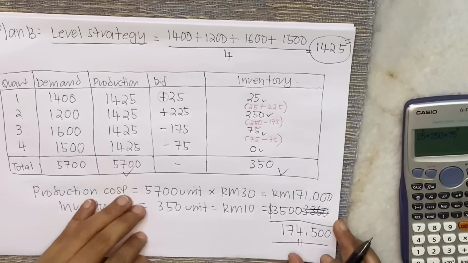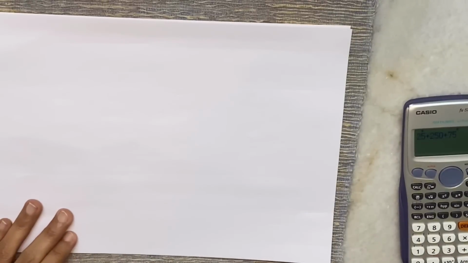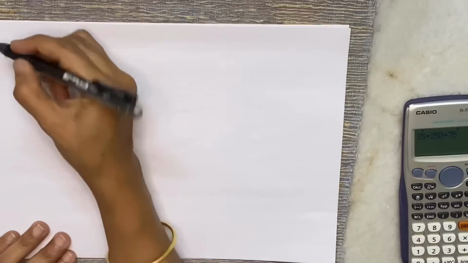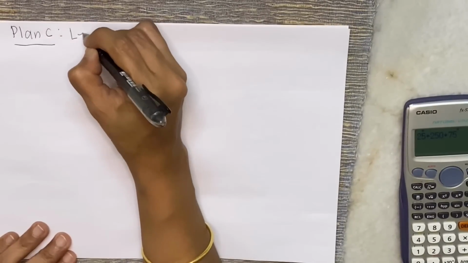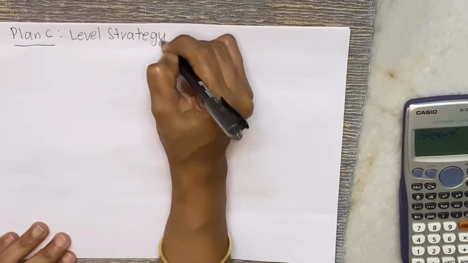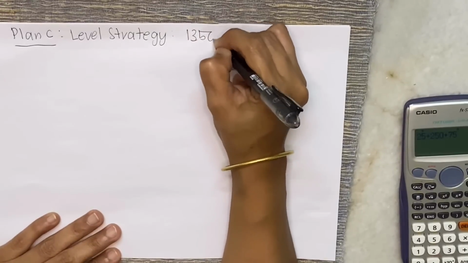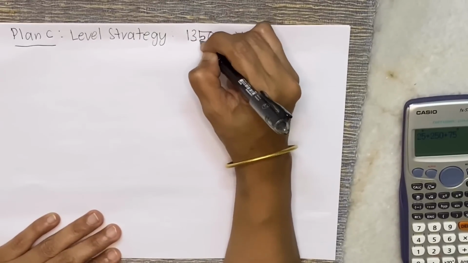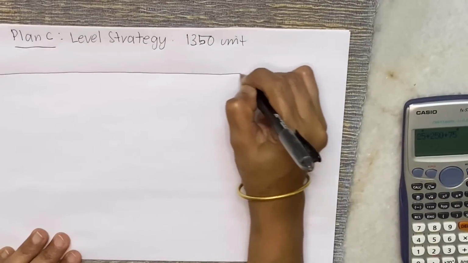Okay, now we go to the next one. Okay, tadi plan B. So plan B is 174,500. Now we go to plan C. Plan C is also a level strategy. Plan C is also a level strategy. But in this case, they give you the amount. So what is the amount from the question? 1350. 1350 units. So in this case, you don't have to calculate the level strategy, just utilize the number that has been given in the question.